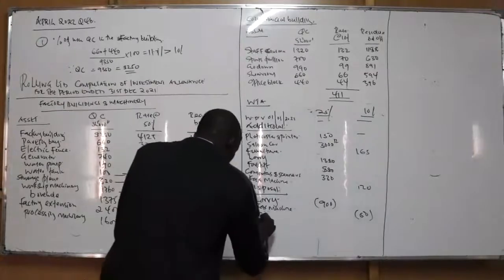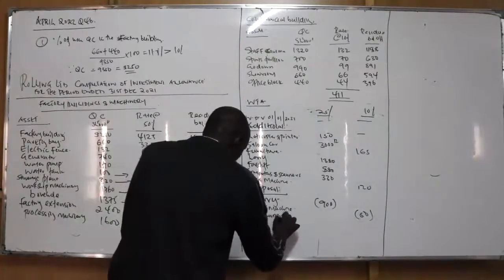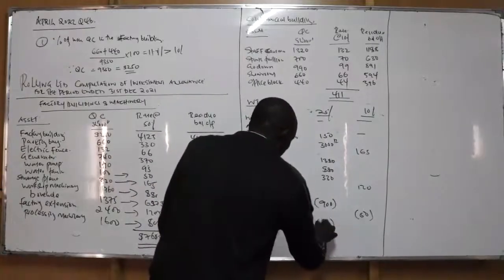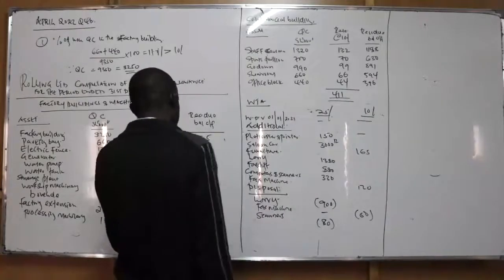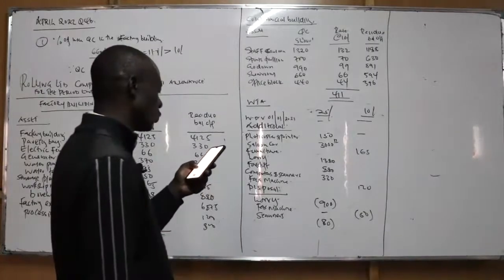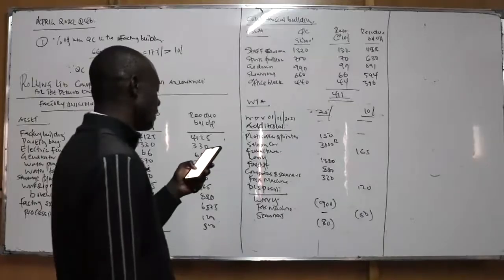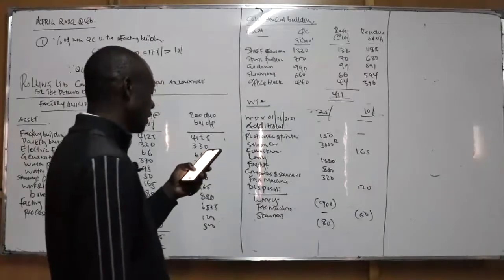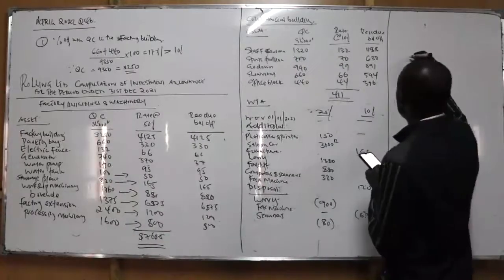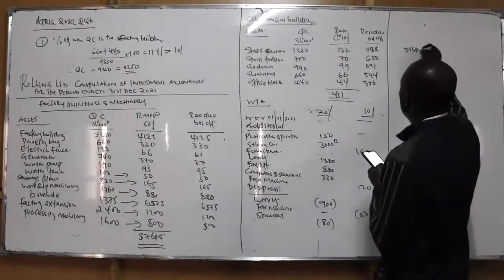And then we have scanners. Scanners is 80, so you deduct this 80. And then the saloon car was involved in an accident on 1st July 2021. The company received 1.2 million as the compensation for the loss in the same year. So now here we compare the disposal of the saloon car.